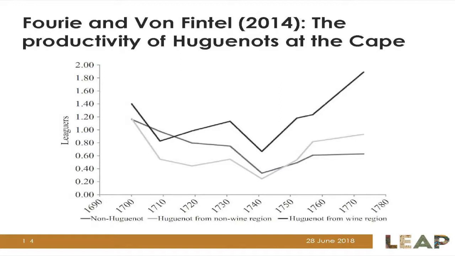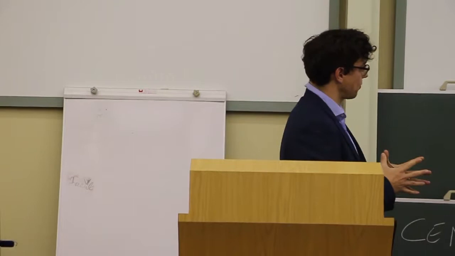So with Dieter, who's here, I worked on the impact of the Huguenots and their productivity on cake production. And what we did is we split the settlers at the Cape into three groups: those Huguenots from wine-producing regions, those from non-wine-producing regions, and then the other settlers, typically Dutch and German settlers.